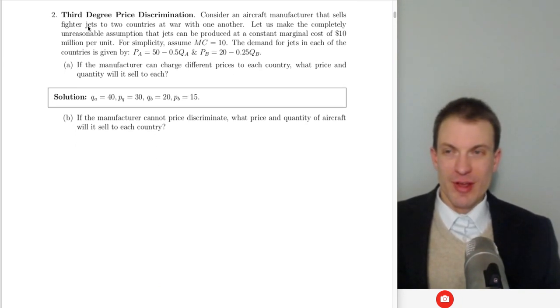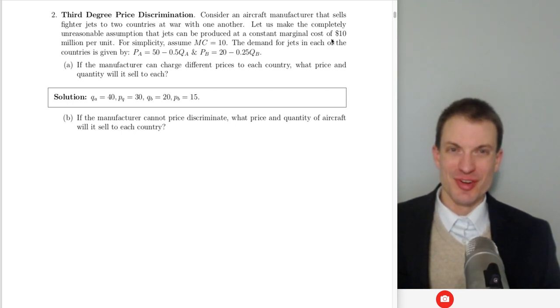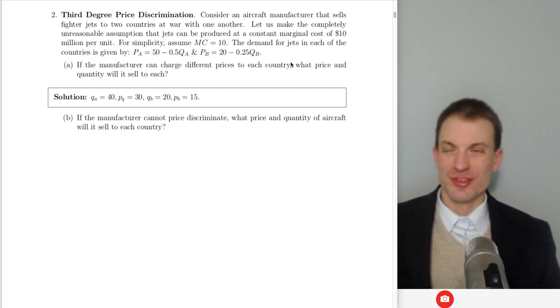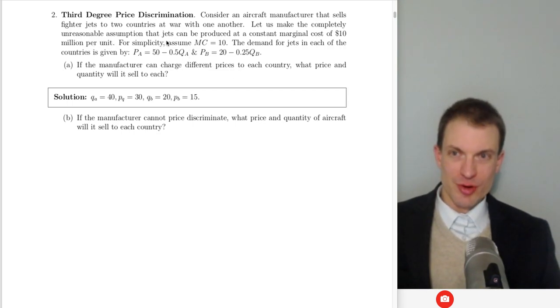Consider an aircraft manufacturer selling fighter jets to two countries at war. Let's make the completely unreasonable assumption the jets can be produced at a constant marginal cost of $10 million per unit. I was getting hung up on the completely unreasonable assumption.